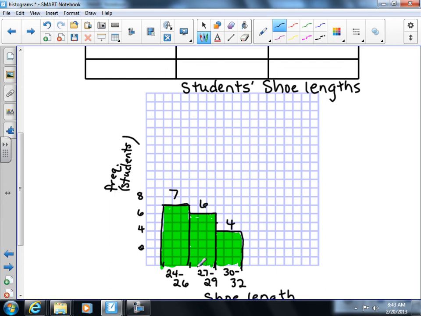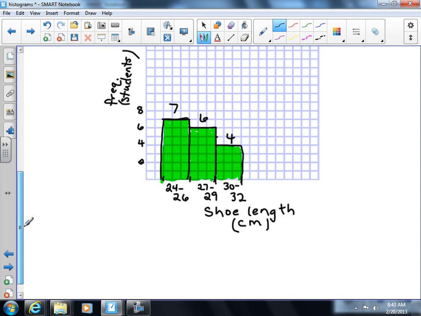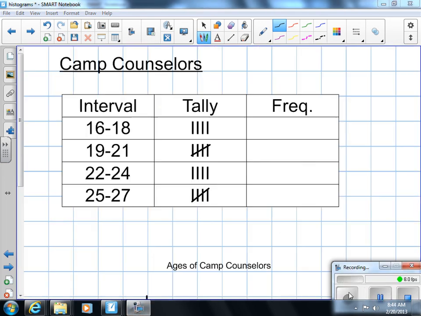But it does allow you to get a variety, like if I were doing allowances, it would allow you to have everybody's input and not have just individual categories. Any questions on the histograms? All right, let's take a look at one more example. Check your intervals. Are they correct?